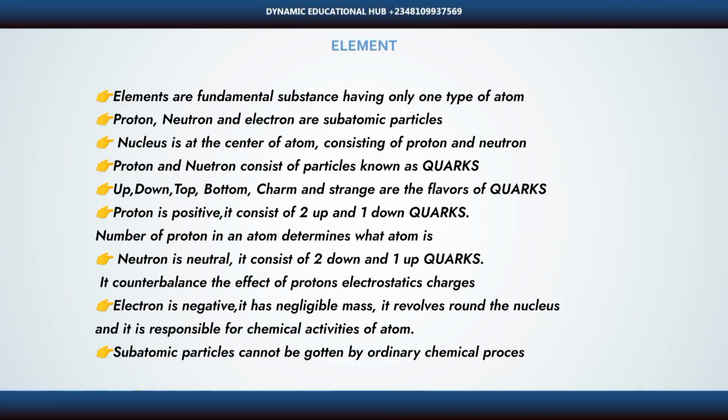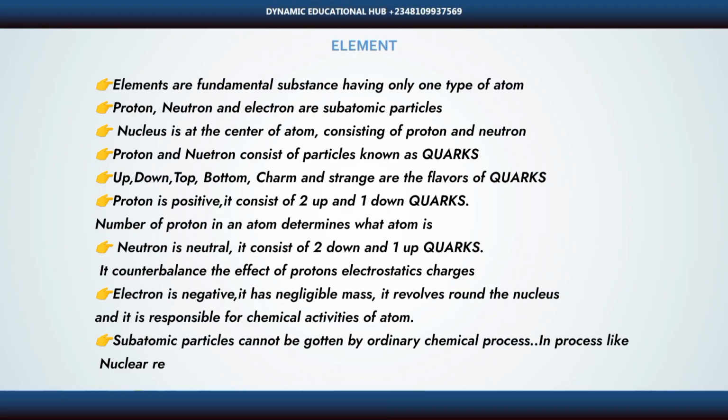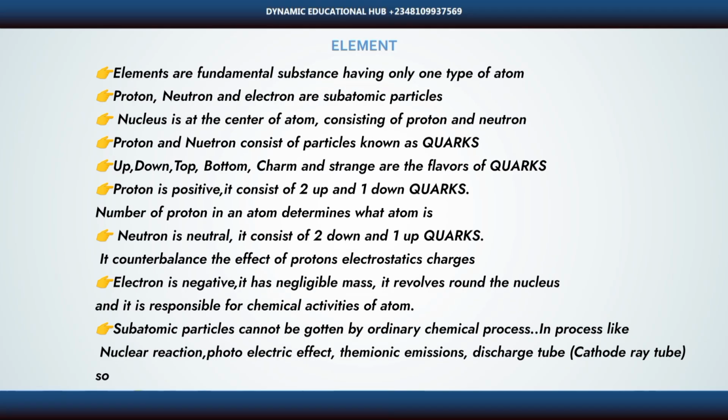Neutron and proton can be split into particles that are known as quarks. Quarks have 6 types, 6 flavors. We have up, down, top, bottom, charm, and strange quarks. Up, top, and charm quarks carry +2/3 charge, while down, bottom, and strange quarks carry -1/3 charge.